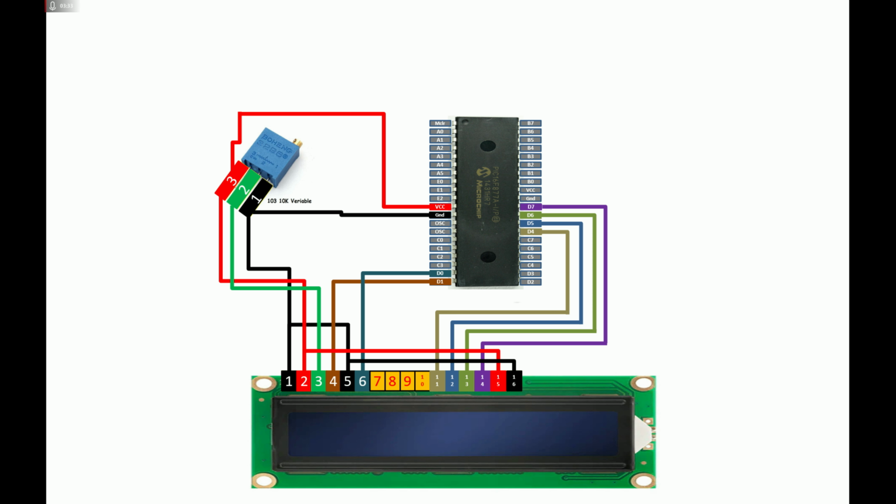Now this is the connection for the LCD. Now we have this potentiometer over here. You can see that it also has 3 pins. It's just a potentiometer, but the difference is that it is easy to rotate because it has a thumb type knob. So let's do the connection.